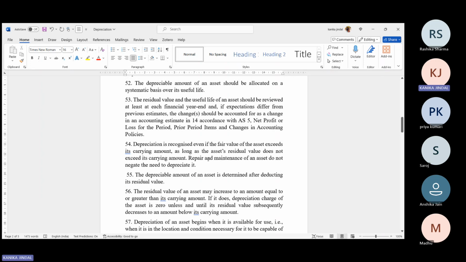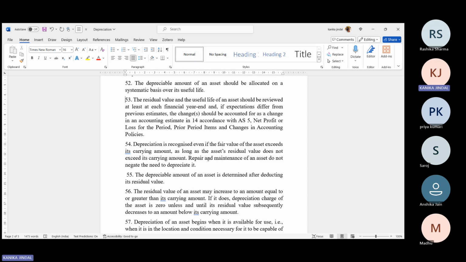Okay. Next is depreciation is recognized even if the fair value of asset exceeds its carrying amount. So fair value of an asset is the value at which the asset can be sold in the market. That is the fair value. Okay. So depreciation is recognized even if the fair value of asset, that is the market price of an asset, exceeds its carrying amount, the amount at which it is placed in the balance sheet, as long as the asset's residual value does not exceed its carrying amount.